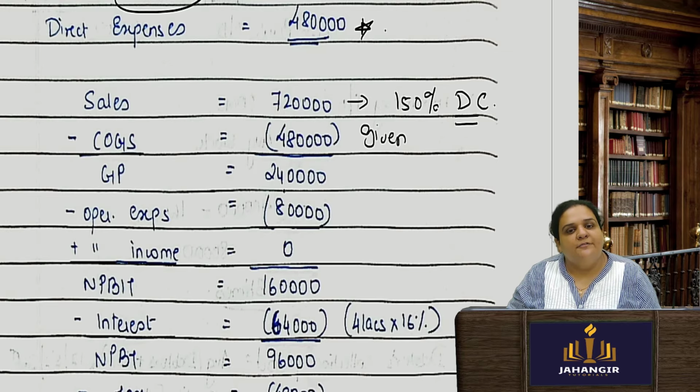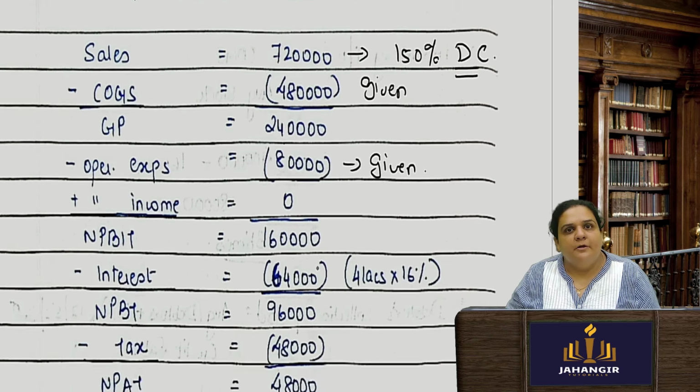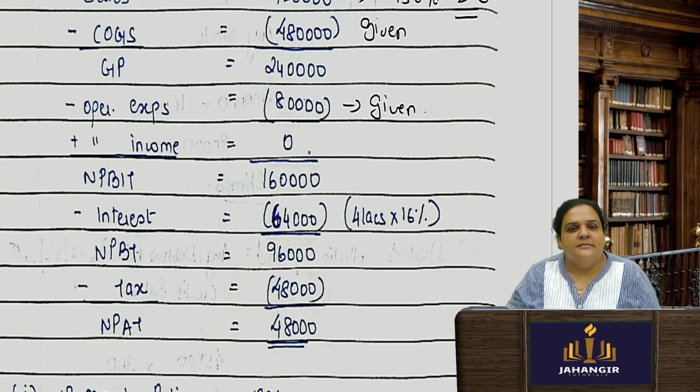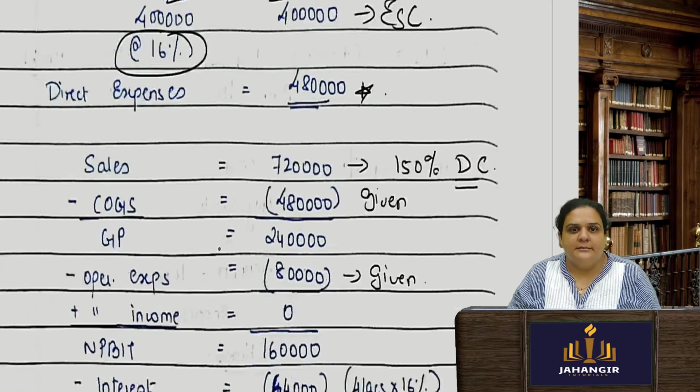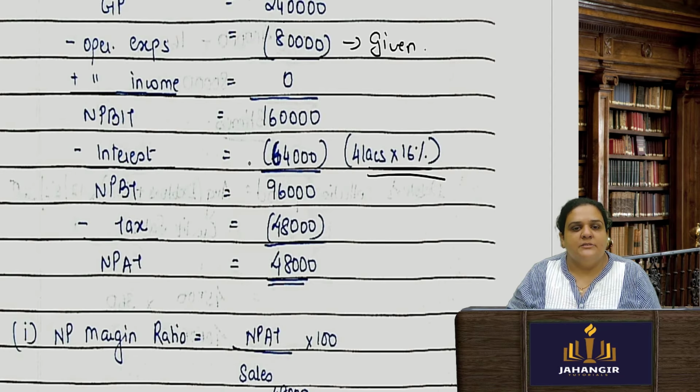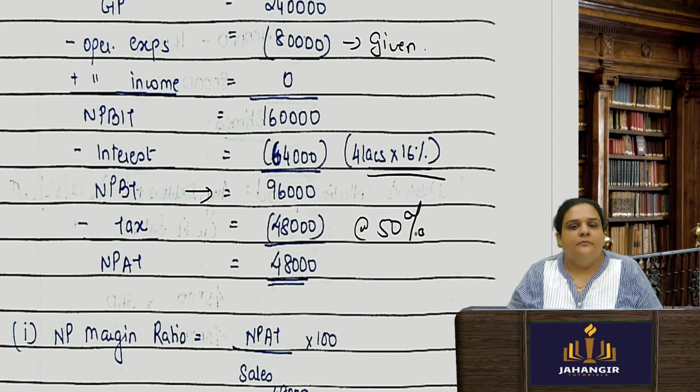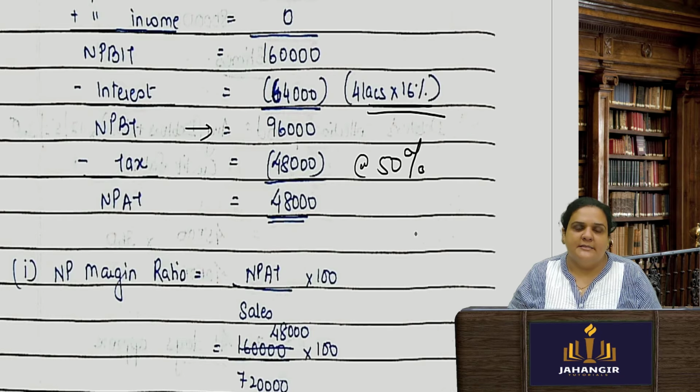Gross profit 2,40,000. Operating expense given again 80,000. Is there any operating income? Not given, 0. So net profit before interest and tax is 1,60,000. 2,40,000 minus 80, 1,60,000. Subtract interest from that. How will I get interest? 4 lakhs into 16%. 4 lakhs is my borrowed funds. So 4 lakhs into 16% is 64,000. Net profit before tax 96,000. Tax is given, at the rate of 50%. 48,000 net profit after taxes here.